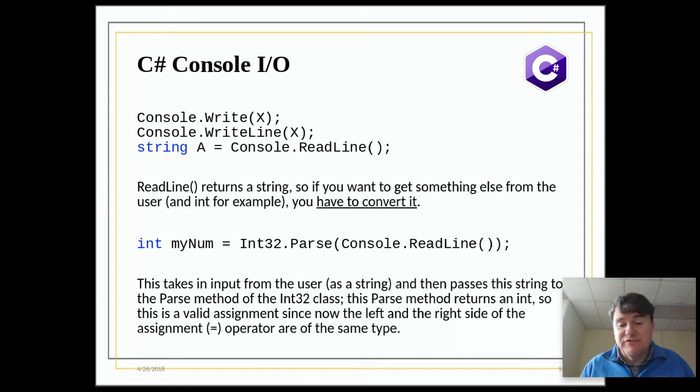There are similar methods for doing that if you're trying to pull out a floating point number or something else. But this one is actually probably the most common one because you're building some form of a menu and you want the user to type in a number between 1 and 3 or something like that. Then you're going to want Int32.Parse. Okay, so that is how you do it in C#.